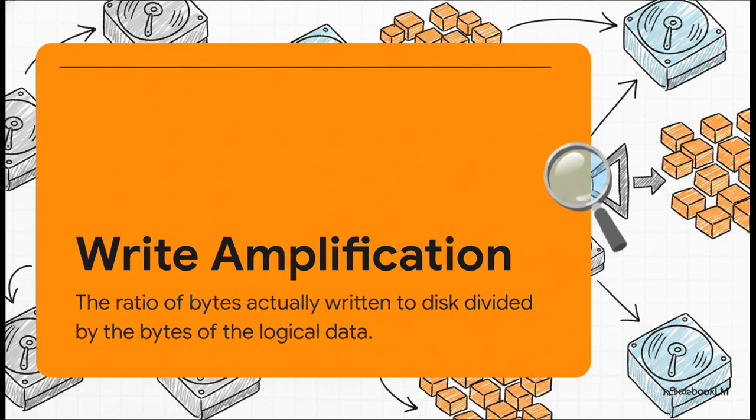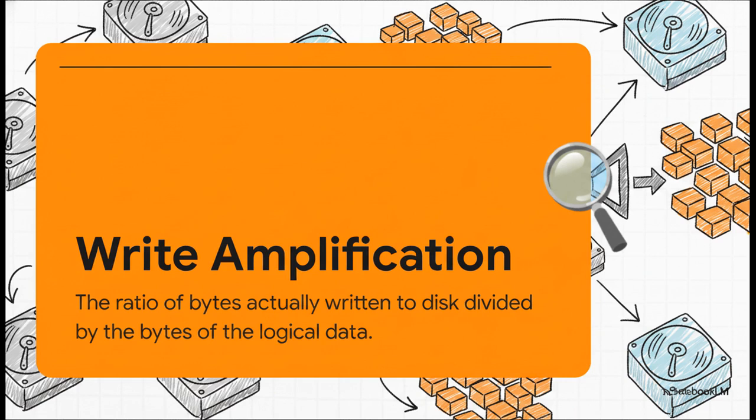This is the ratio of how much physical data the database writes to the disk compared to the size of the logical data you actually asked it to save. So imagine you ask the database to save a tiny 10-byte temperature reading. To process that tiny save, background processes might force the database to write 100 bytes of data to the physical disk. Your 10-byte write was just amplified 10 times.